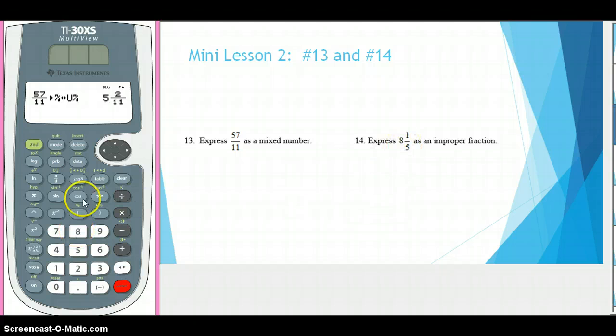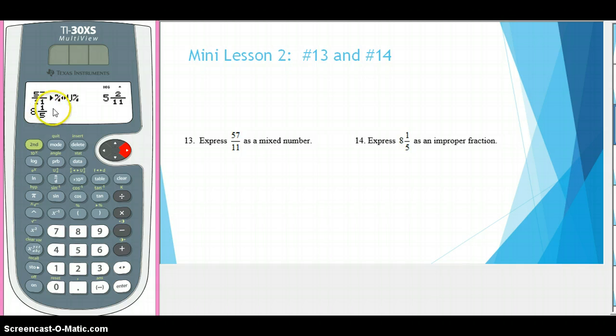Now we have a mixed number, and we want to change it to an improper fraction. To enter a mixed number, it's right above the fraction in green. So I'm going to hit second and the fraction button, and notice it has the 3 places for the 3 numbers in the mixed number. So I'm going to hit 8, and I'm going to use the arrow keys to move around. 8 and 1/5.